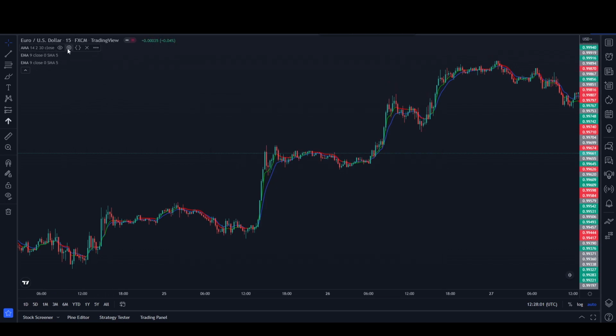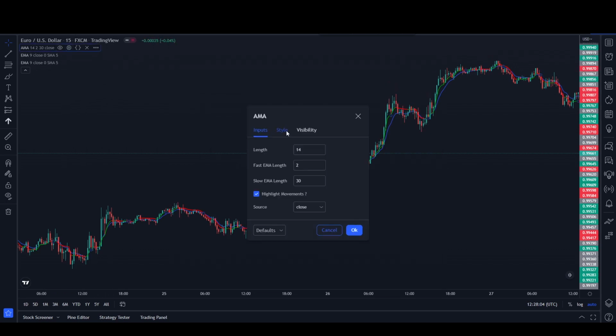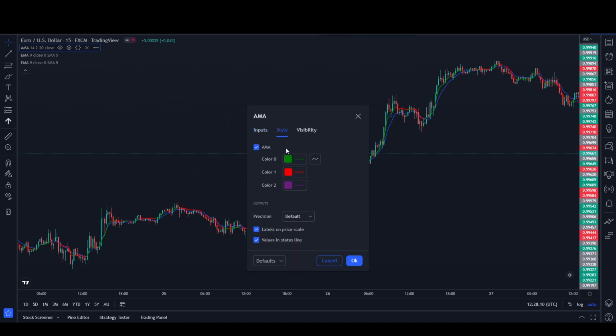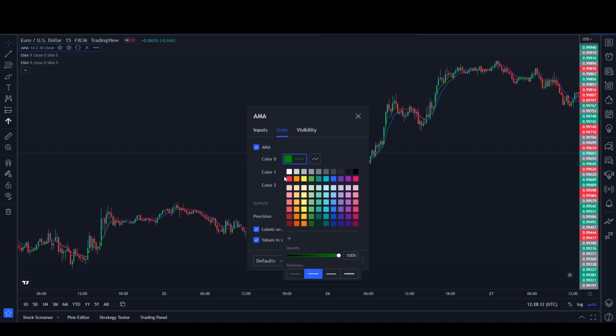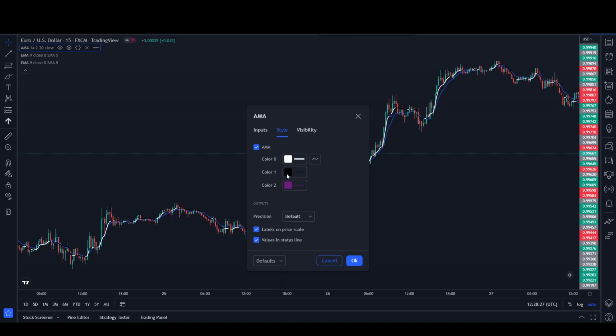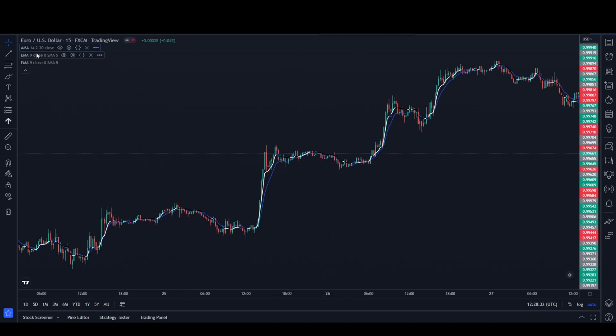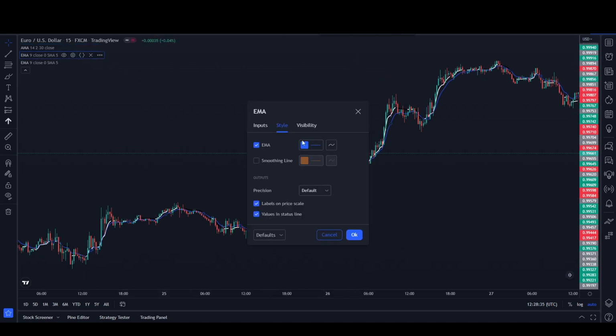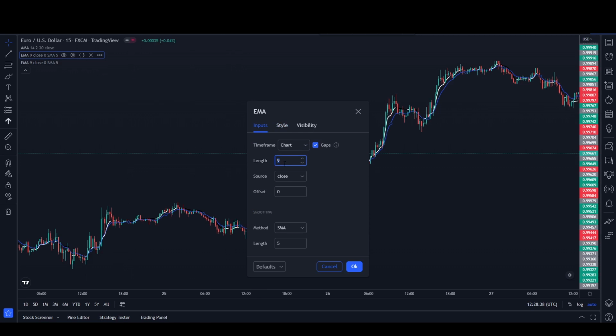So we'll go ahead and change the AMA settings. In terms of the actual settings, you're going to leave them as they are. You can change the colors. In this case, we're using black and white just for simplicity purposes. So color 0 will be white, which means we're looking for long positions, and color 1 is black. We're looking for short positions. So you're going to click OK. And for the EMA, you are going to want a length of 9.